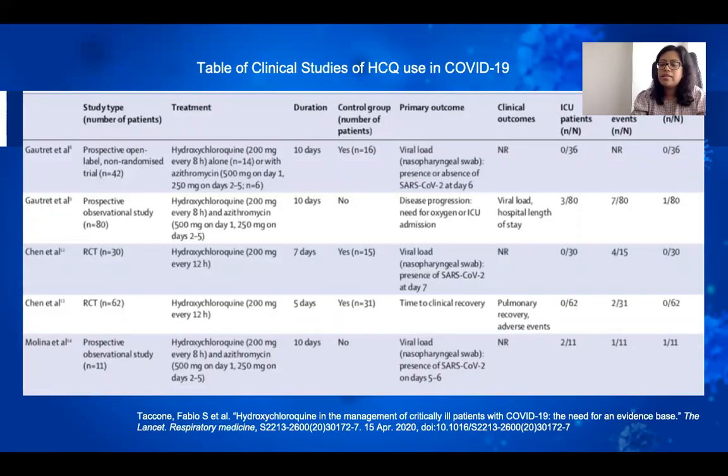So this is a table of clinical studies of hydroxychloroquine use in COVID-19. The first couple of columns look at the study type. The next is the treatments, the duration of treatment, whether control groups were used, then the primary outcomes that the trials were looking at, and whether any of these patients ended up in the intensive care unit.